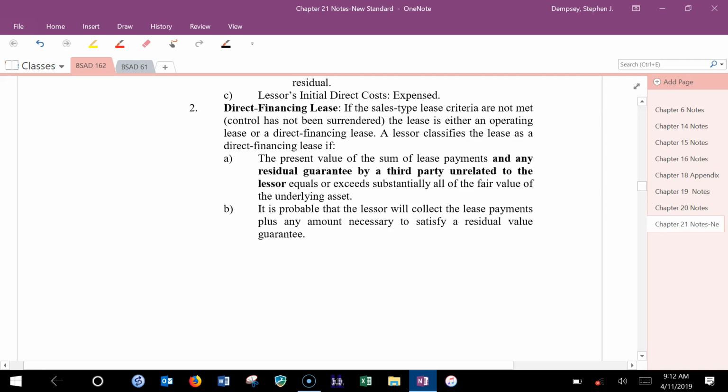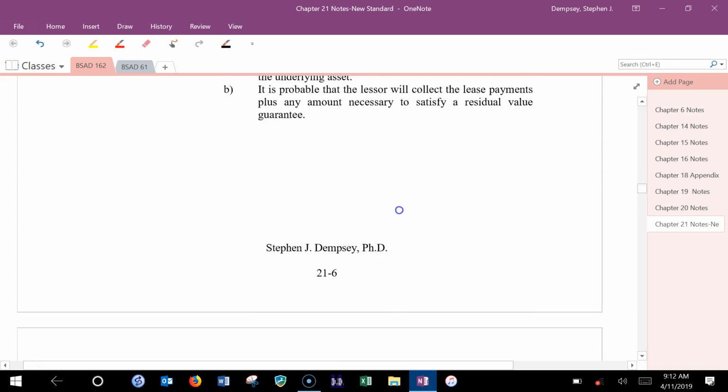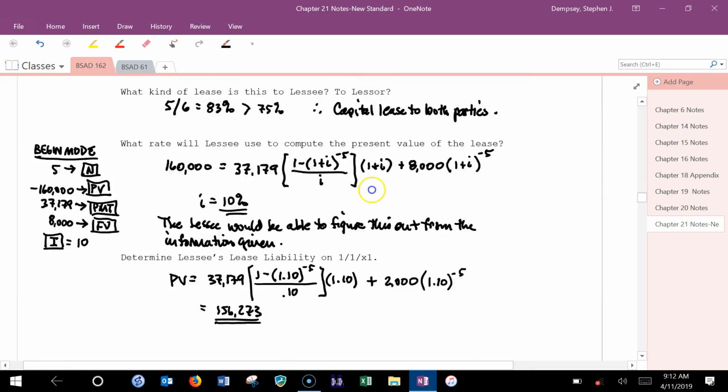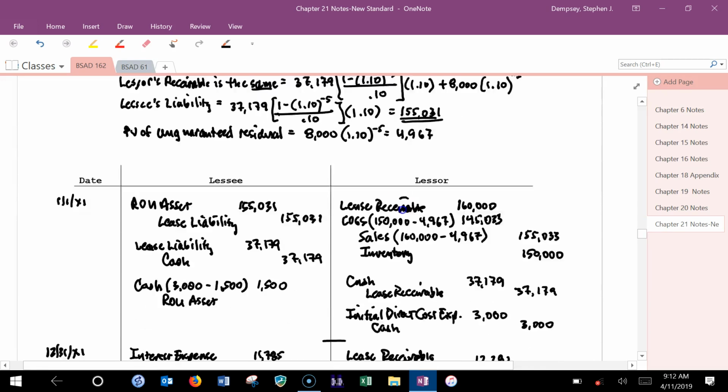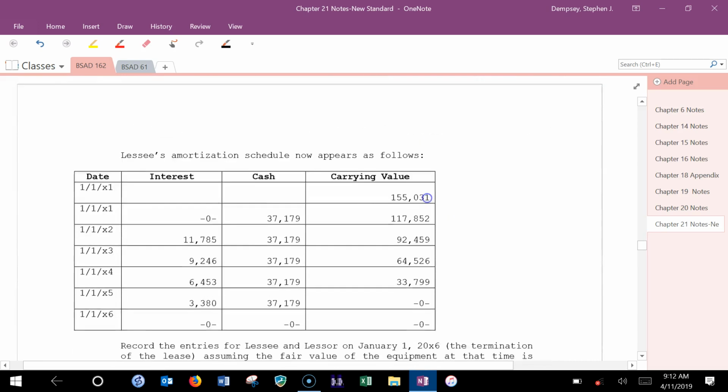Okay, it gets wild. If it fails the criteria that we have for capital lease treatment, that is for both parties, we go ahead and do another test to see if it's going to be treated as a direct financing lease, and if it isn't, it's going to be an operating lease to the lessor.